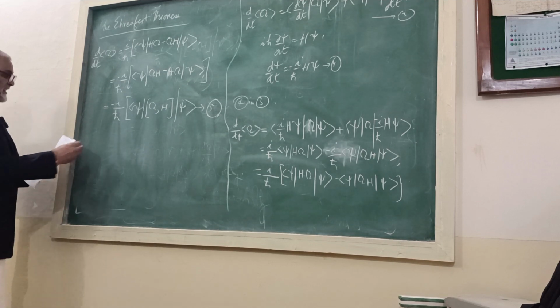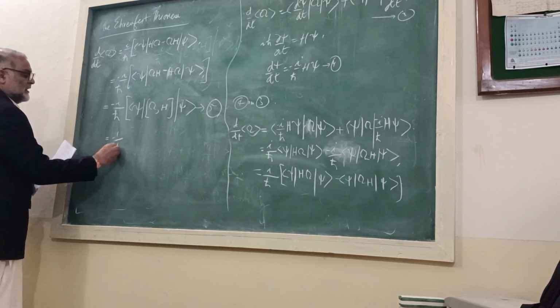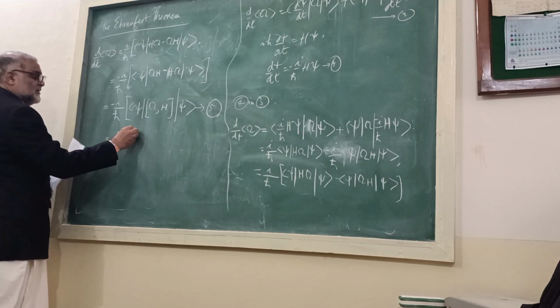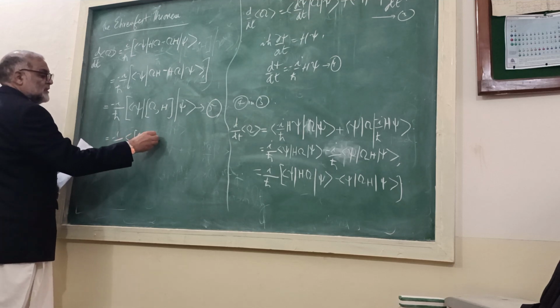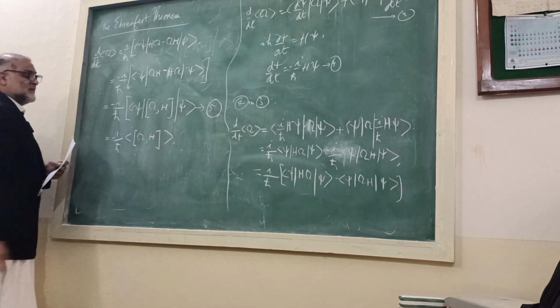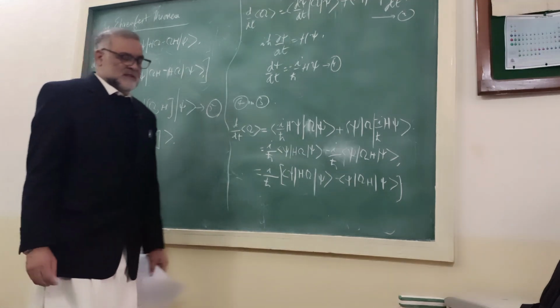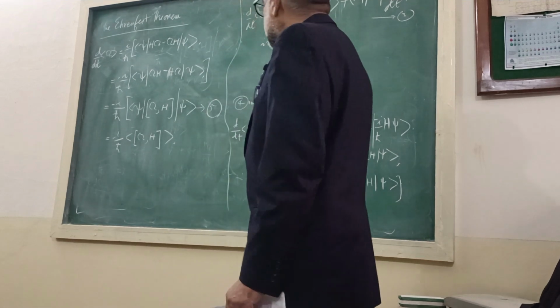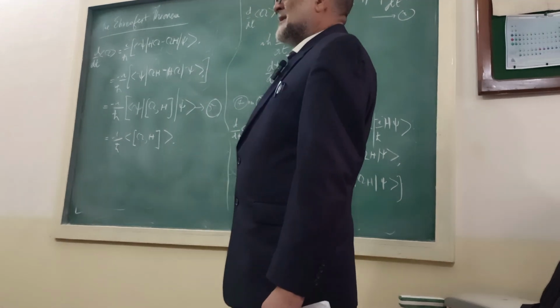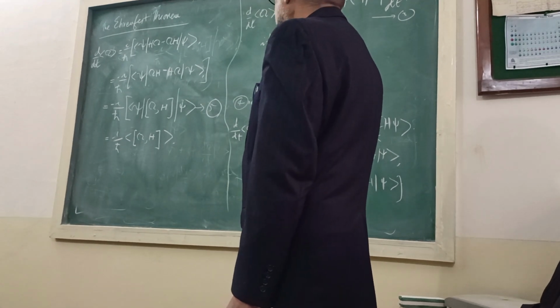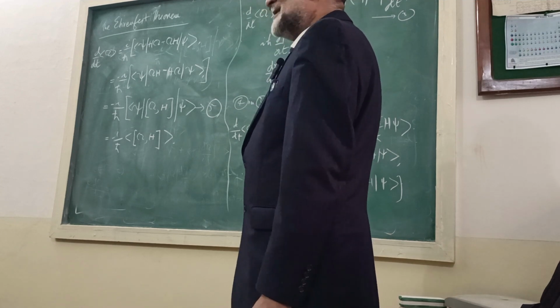And you can also write it like this: minus i by h cut into omega. We get an interesting meaning from this equation as well.